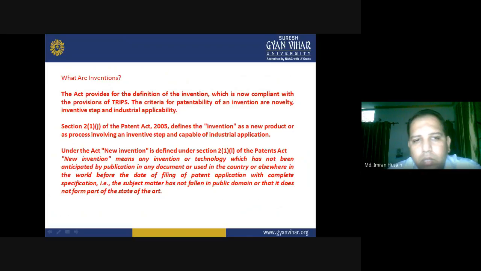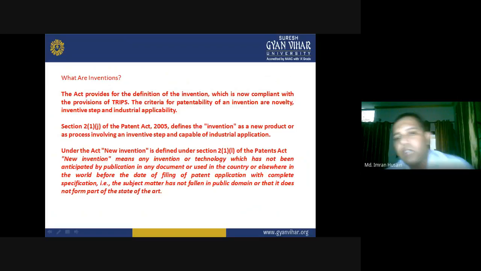The Act provides for the definition of the invention, which is now complete with provisions and TRIPS. The criteria for patentability of an invention are novelty, inventive step, and industrial applicability. Section 2(1)(j) of the Patents Act 2005 defines invention as a new product or process involving an inventive step and capable of industrial application.